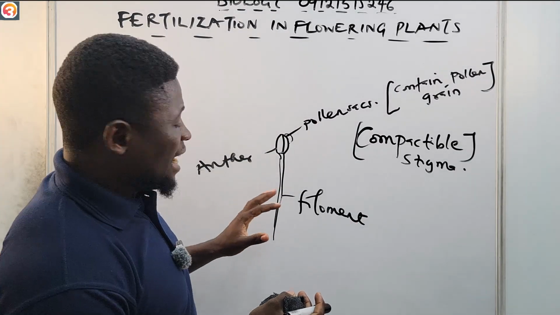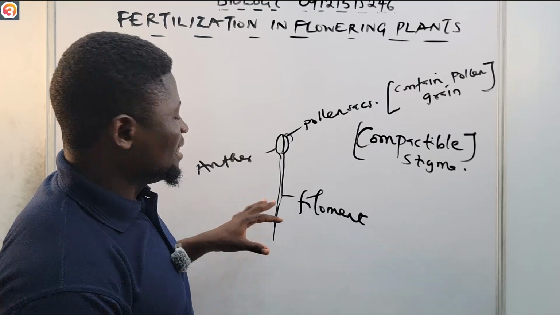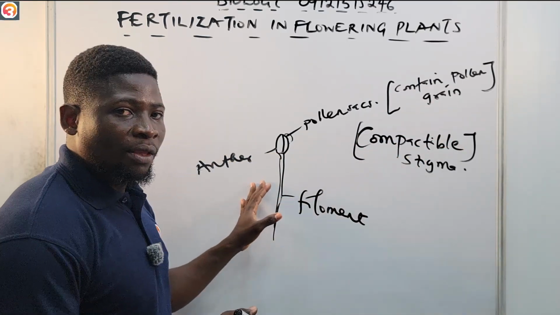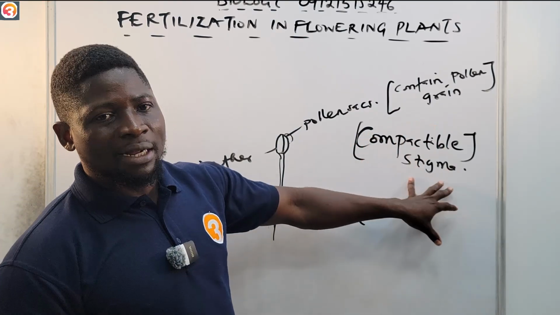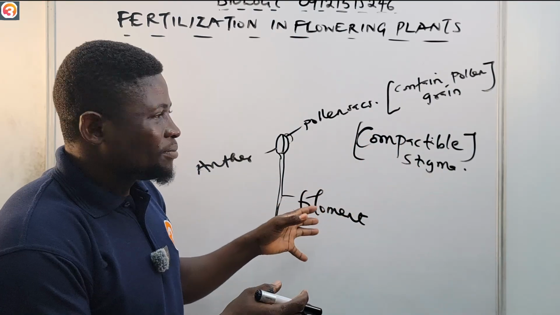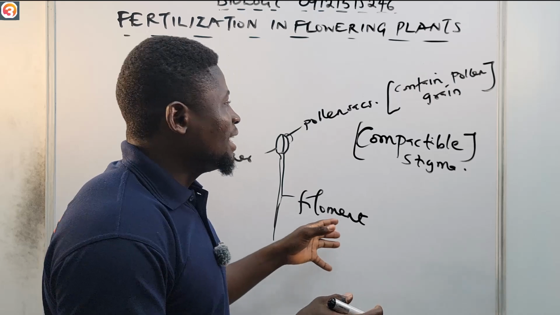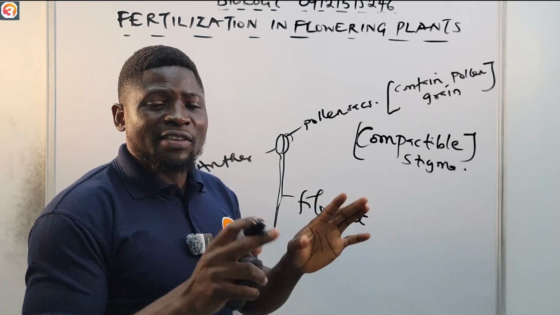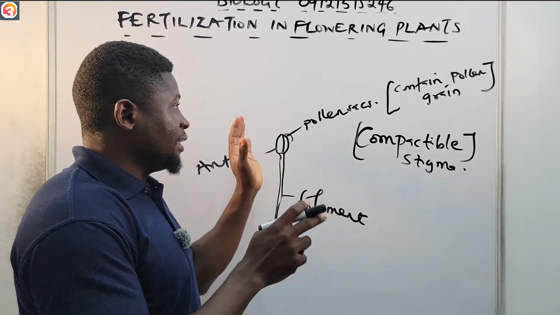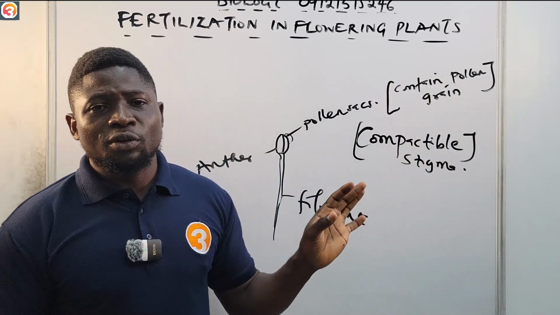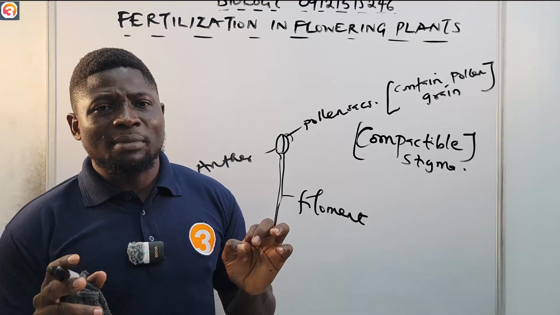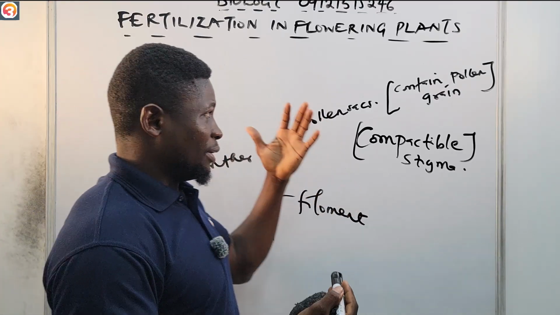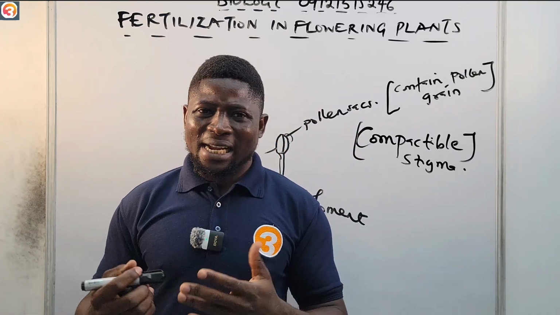So pollination, we said, is the transfer of these pollen grains from the anther to the stigma. This means that the pollen being transferred needs to find a compatible stigma to land on. So immediately after pollination, the pollen needs to go and land on what? On the stigma. Once it lands on the stigma, we now start talking about the fertilization process. That's why we're talking about fertilization in flowering plants today.